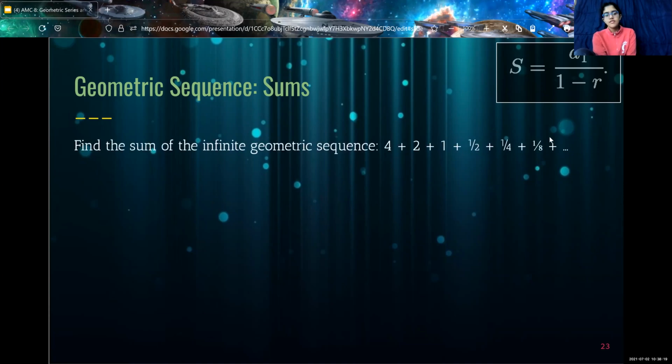Find the sum of the infinite geometric sequence 4, 2, 1, 1/2, 1/4, 1/8, and so on. How would we find this? Okay, I'll walk you through. What would the first term be? Yeah, the first term would be 4, right? So we get 4 over 1 minus r. What is r? Okay, so it's 1/2, right? So 1 minus 1/2 is 1/2.